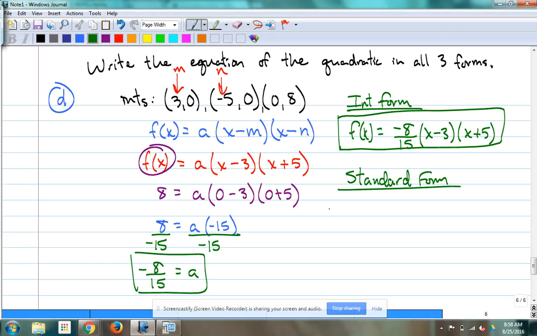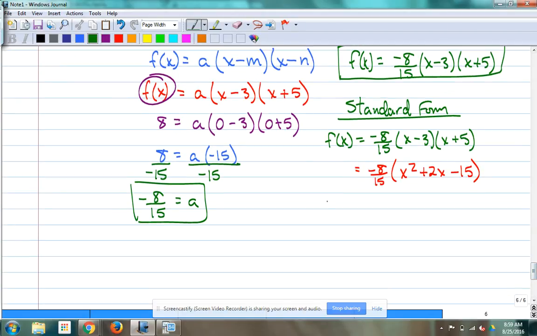So to go to standard form, I'm going to multiply out. I'm going to start with my vertex form, and then I'm going to multiply that out. The x squared plus 2x minus 15. And then multiply out from there the 8 over 15.